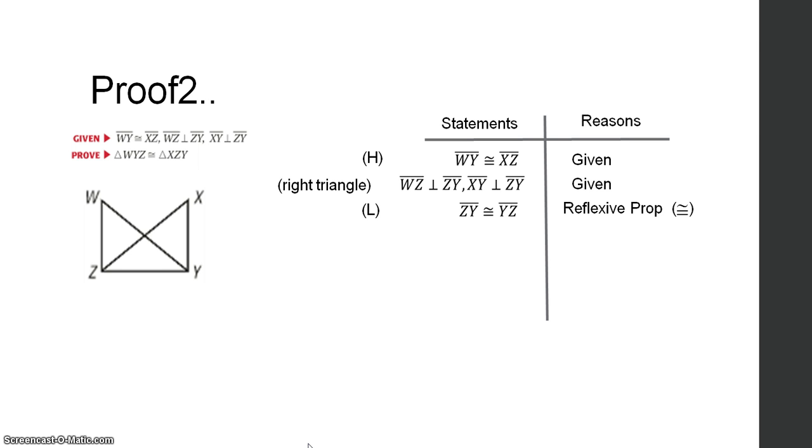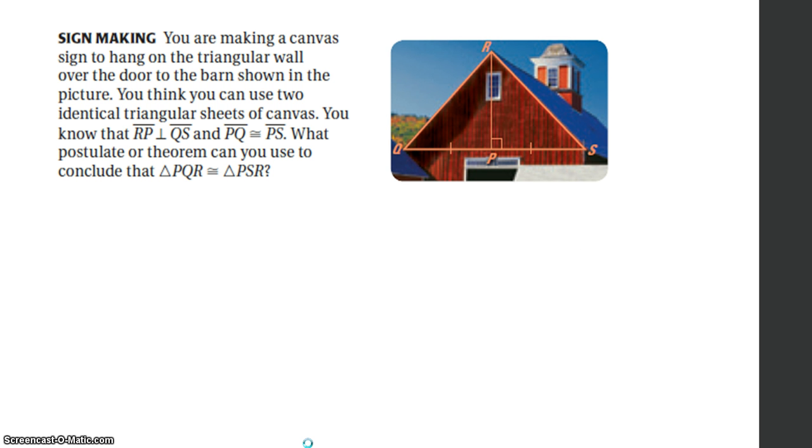So just keep in mind, just because it has 2 pieces of a right triangle doesn't automatically mean it's going to be hypotenuse leg. It could be side angle side. However, in this case, we do have the hypotenuse and the legs, so the triangles are congruent by HL. So all you need to do is write HL.